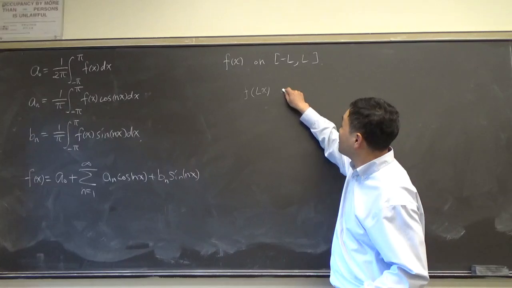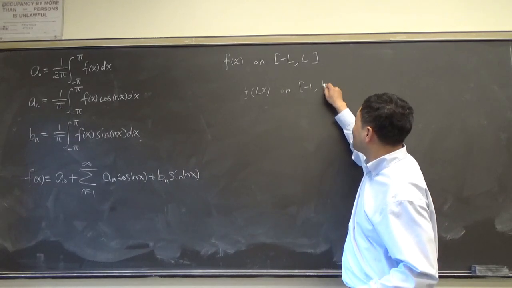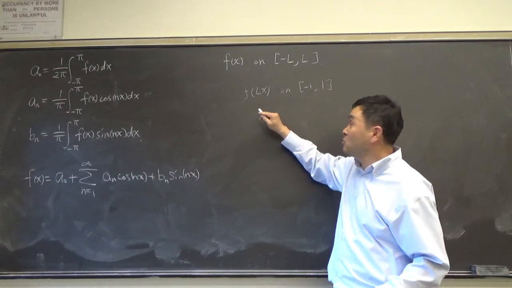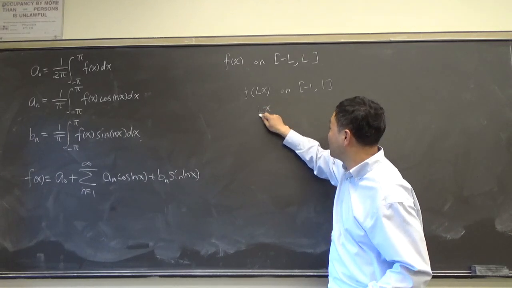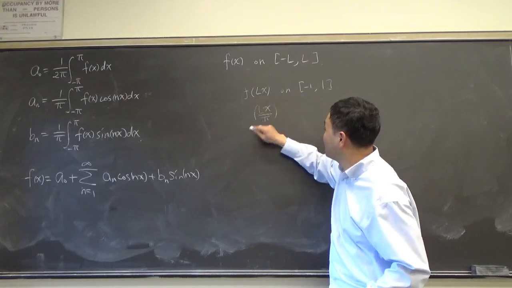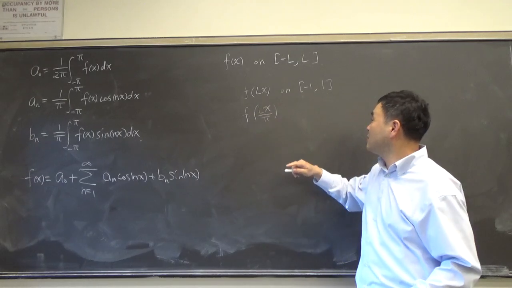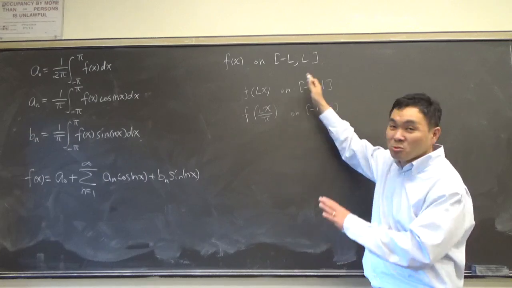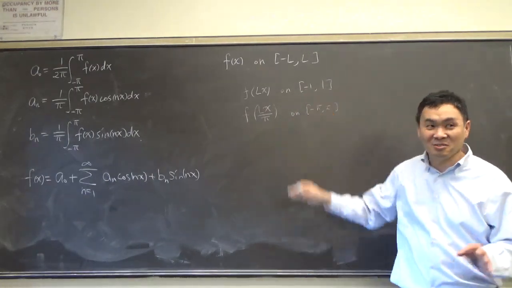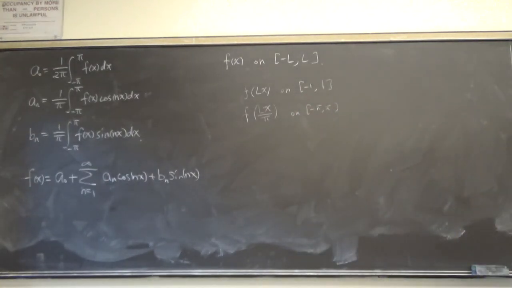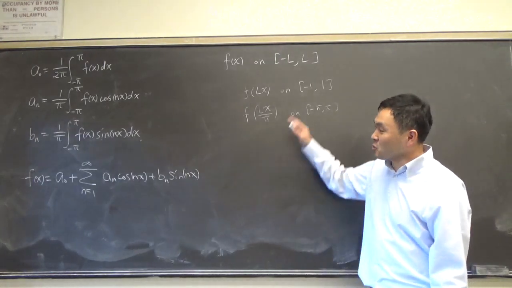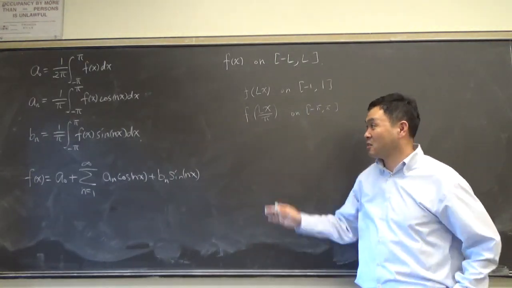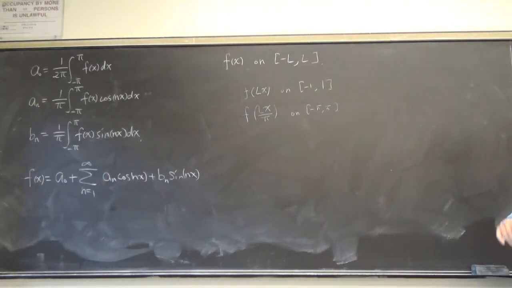So this will be on negative 1 to 1. And now you divide by pi. Then this will be on negative pi to pi. By the way, don't write this. This part is just to think about what's happening. I'm going to organize the formulas again nicely, and then you can write it.